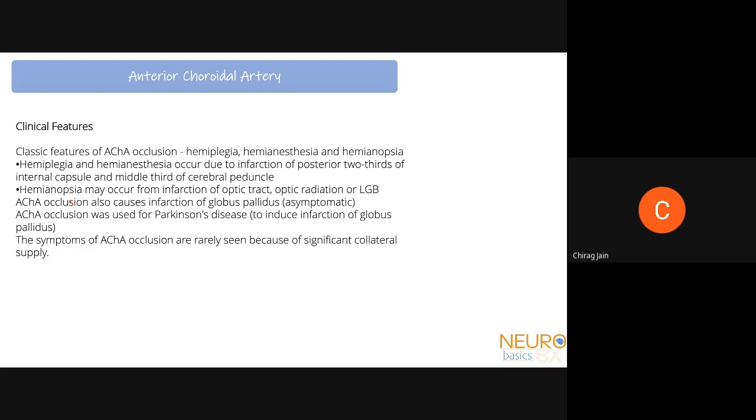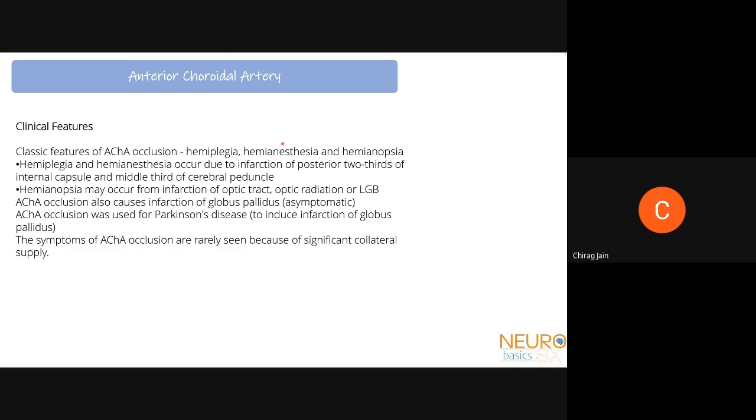So anterior choroidal artery occlusion was used previously for Parkinson's disease because the occlusion of the artery would also lead to an infarction of globus pallidus, which relieves symptoms. But obviously it is not used anymore. And symptoms are actually rarely seen with anterior choroidal artery occlusion because of significant collateral supply.